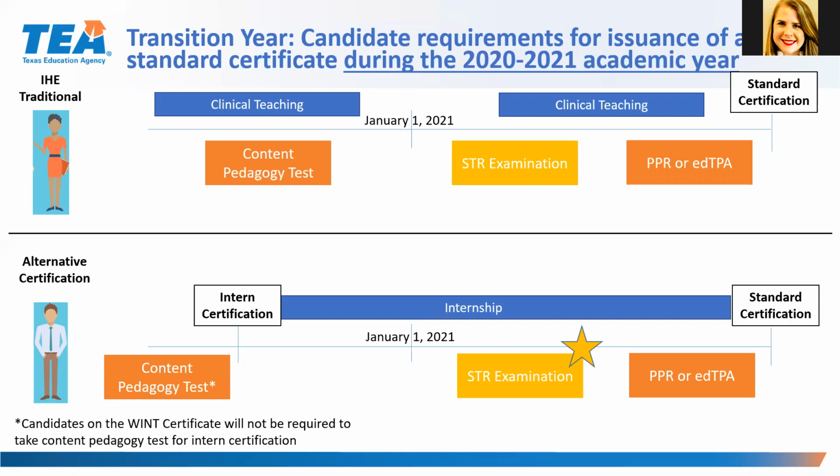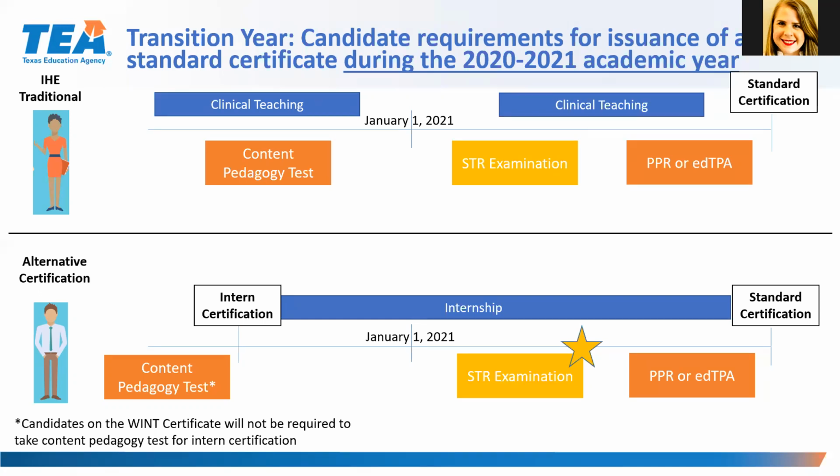For the 2020-2021 academic year, teacher candidates prepared in a traditional institution of higher education will be required to pass their content pedagogy, science of teaching reading, and pedagogy exams prior to the issuance of their standard certificate. For the 2020-2021 academic year, teacher candidates prepared in an alternative certification program will be required to take the content pedagogy exam prior to their intern certification, and the STR and pedagogy exams prior to the issuance of their standard certificate. Two important items to note related to the alternative certification pathway.